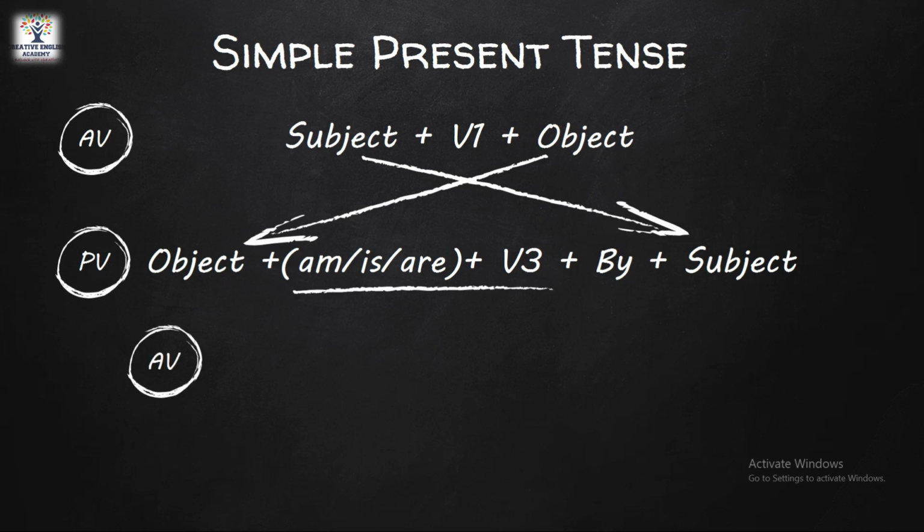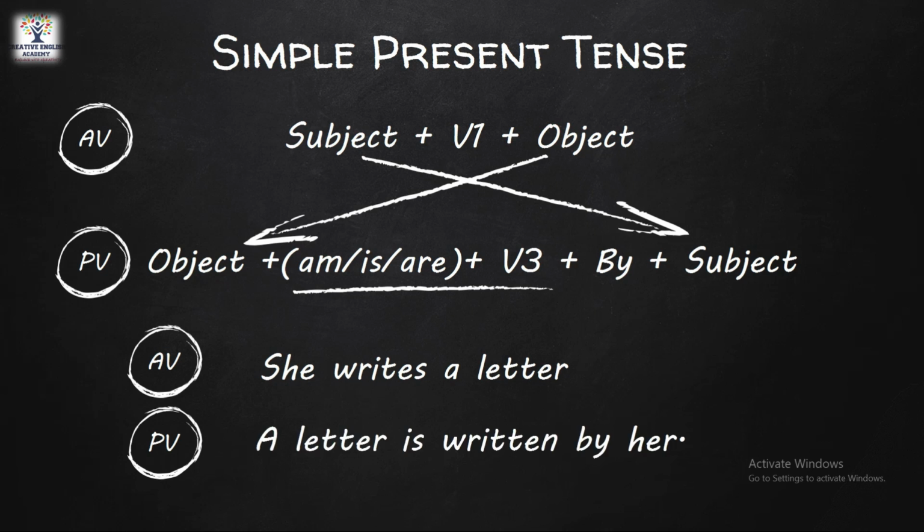For example, see, she writes a letter. In this sentence, she is the subject, writes is a verb, and a letter is an object. So as per the passive structure, the object will come to the front: a letter is written by her. So this is the passive example of this simple present tense. Let's have some more examples.